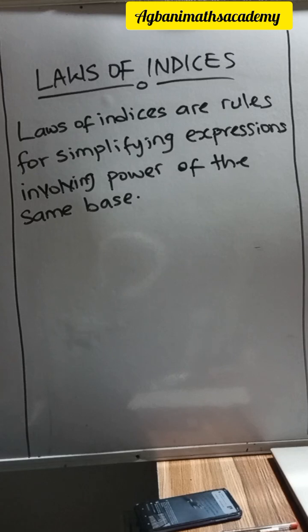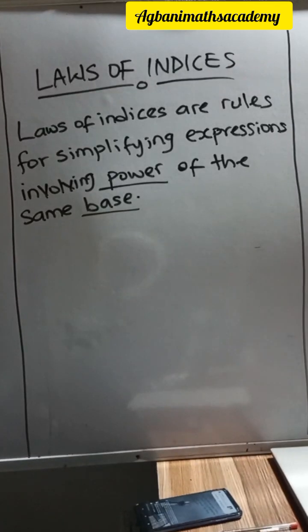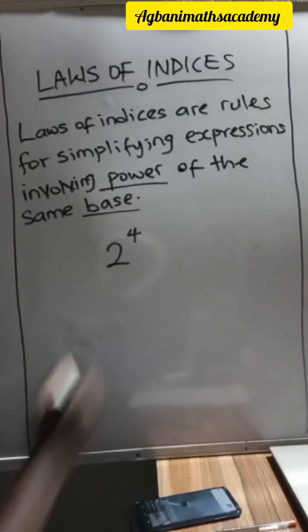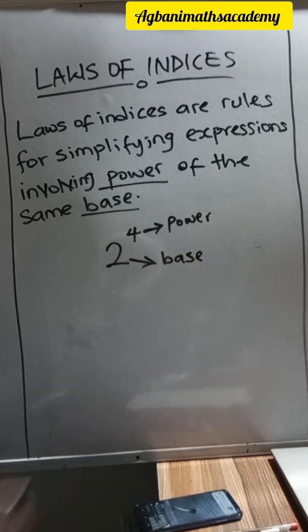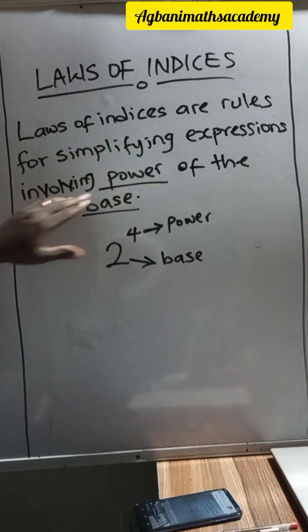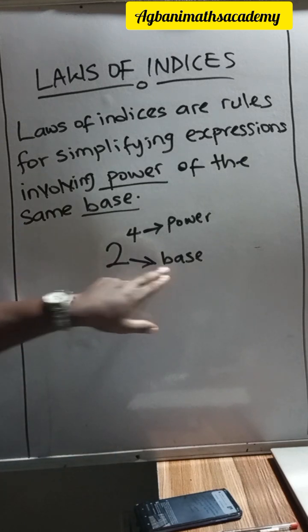So when you have an exponential expression, it contains a power and a base. So these are two components of an expression in exponential form. For example, if you have 2 raised to the power 4, okay, 4 is the power and 2 is the base. Okay, so that is why we are saying laws of indices are rules for simplifying expressions involving power of the same base. This means for you to apply laws of indices, the expressions in a particular question must have the same base. Remember, this is the base.